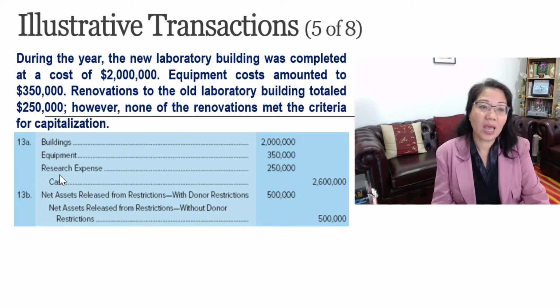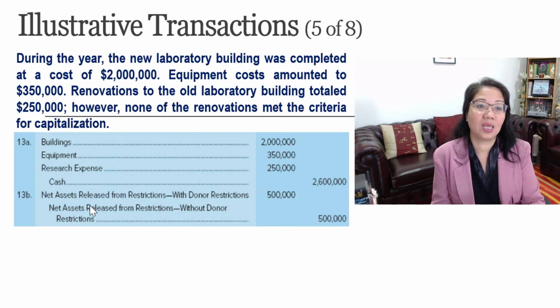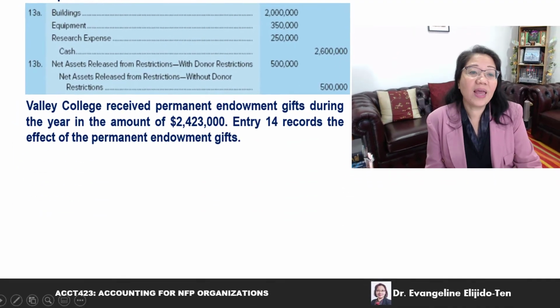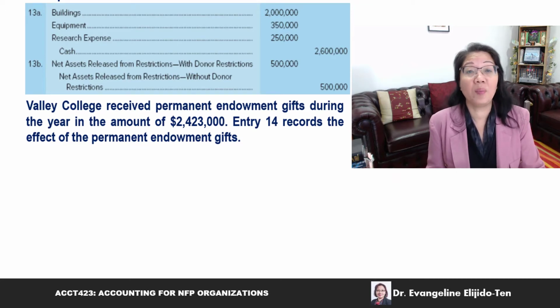So we have that $500,000 that we have in earlier entry that is being released. So our journal entry would be debit net assets released from restrictions with donor restrictions 500,000 and credit net assets released from restrictions without donor restrictions for 500,000.